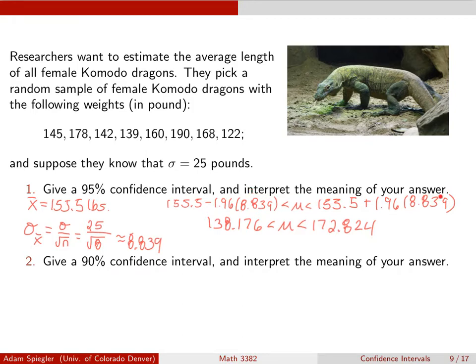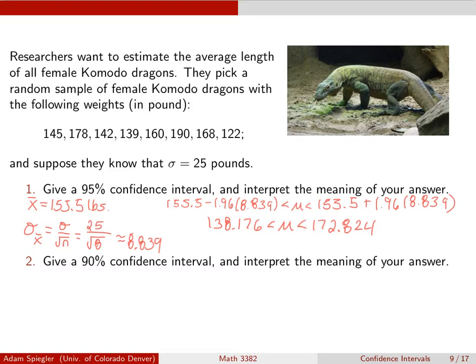I won't write it, but I will say it, and this is important. We want to be sure that we can interpret this properly, so I would say there's a 95% chance the interval from 138.176 pounds to 172.824 pounds contains the mean weight of all female Komodo dragons. In that explanation, I both attached the uncertainty to my interval and used my interval as a means for estimating the population parameter.